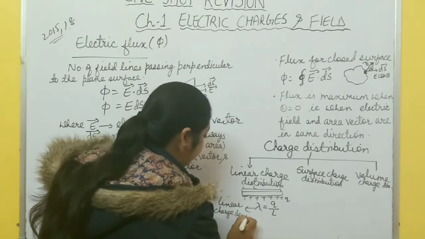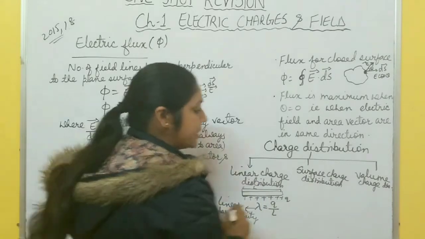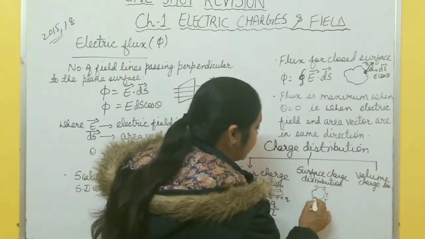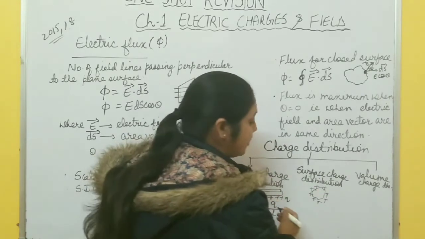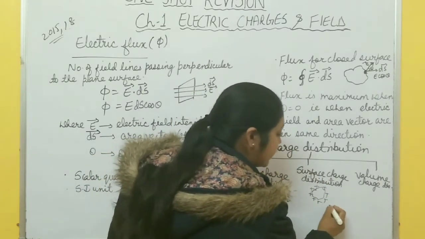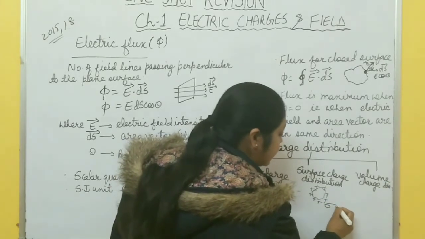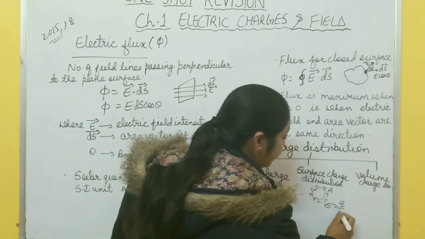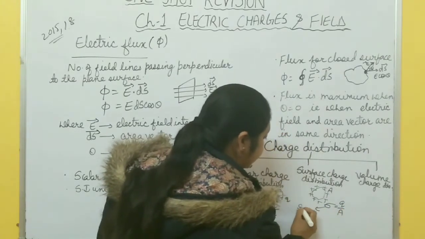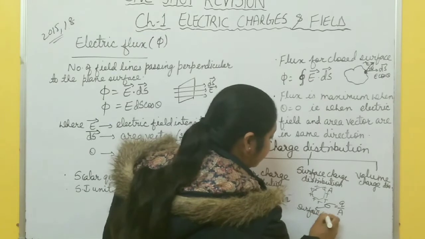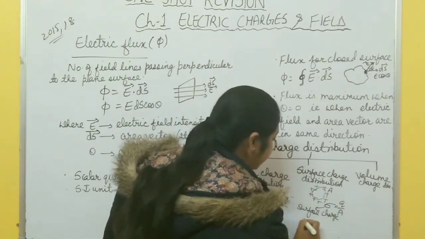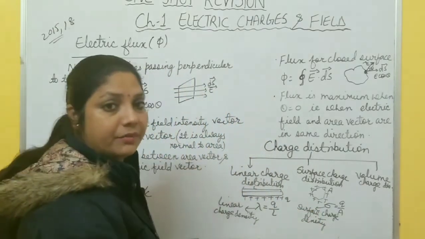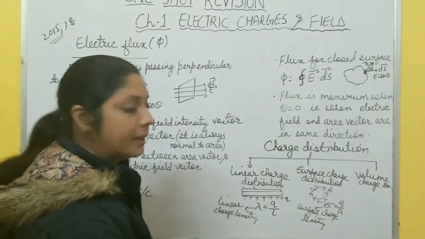In the same way, for surface charge distribution, suppose this is a surface and charge is distributed over this surface. For surface charge distribution, we always use surface charge density sigma, which is equal to charge per unit area, where A is the area of this surface. This is surface charge density. It's very important when we are discussing Gauss theorem and its applications.